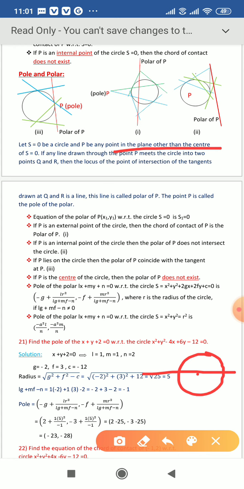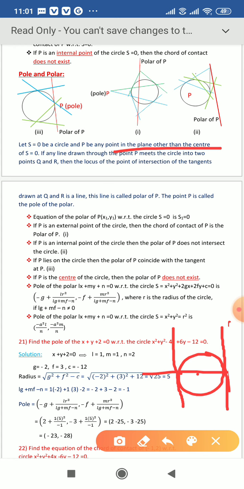The diameter cuts the circle at 2 points. You draw the tangents at the points of intersection of the secant line and the circle. We draw a tangent here, and we draw another tangent here also. You observe this is the diameter.